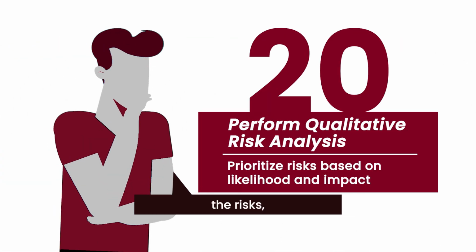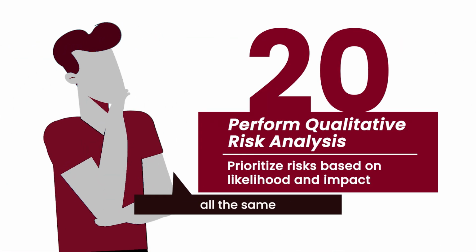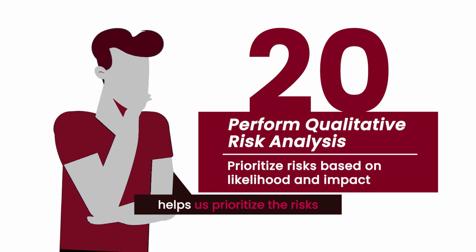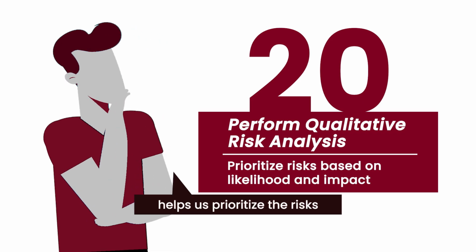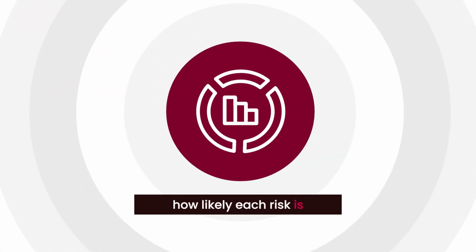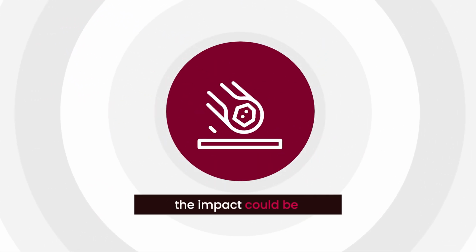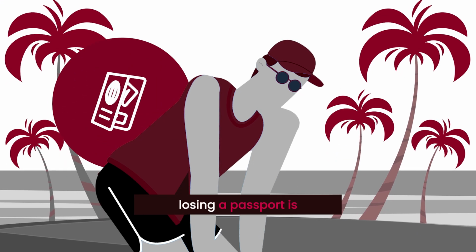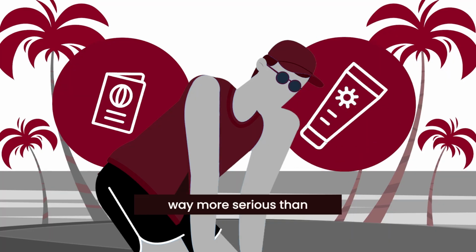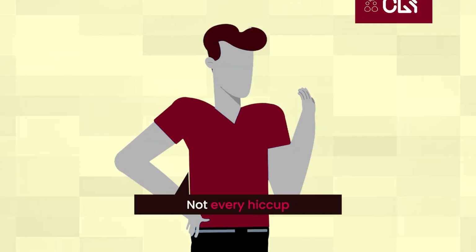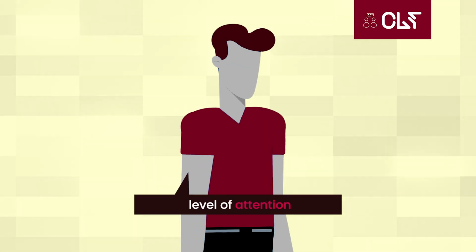Once we've identified the risks, we don't treat them all the same. Perform qualitative risk analysis helps us prioritize the risks. It looks at how likely each risk is and how big the impact could be. It's like realizing losing a passport is way more serious than forgetting sunscreen. Not every hiccup needs the same level of attention.